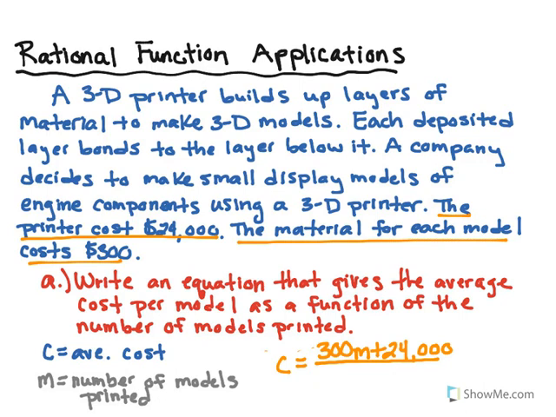So what we're going to do now is divide this by the total number of models that we have. And in this case, it's just going to be the variable M. It's the number of models that we've printed. So this right here is our answer to this part of the question. That is how we build these functions. So let's take a look at one more to see just how to build a function.